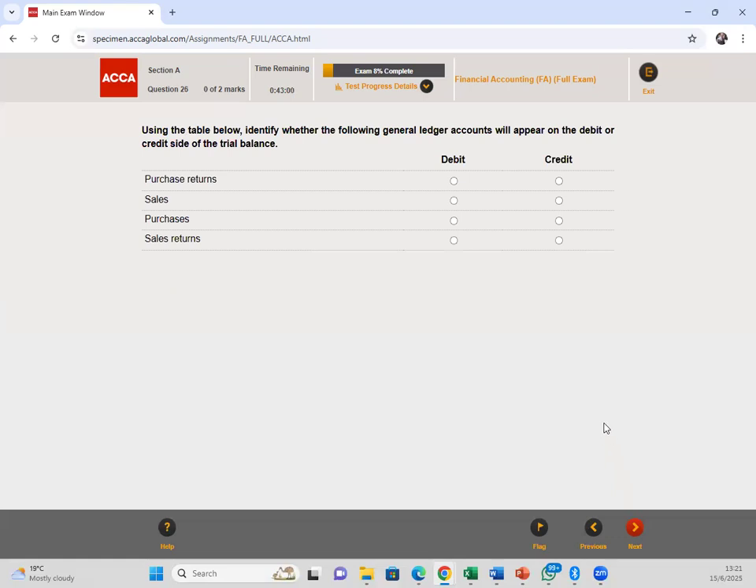Let's move on. Using the table below, identify whether the following general ledger accounts will appear on the debit or the credit side of the trial balance. So purchases returns, which side, debit or credit?